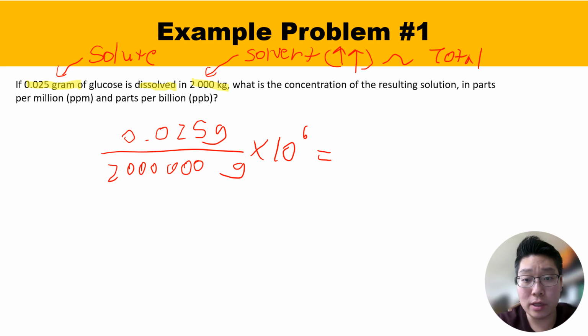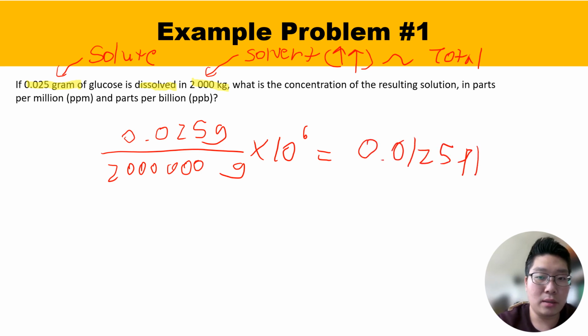I'm going to use it over here. So you can use it. I cannot move back and forth, or I don't have time for editing about this one. Then multiply by million. Then you should have 0.0125 ppm.